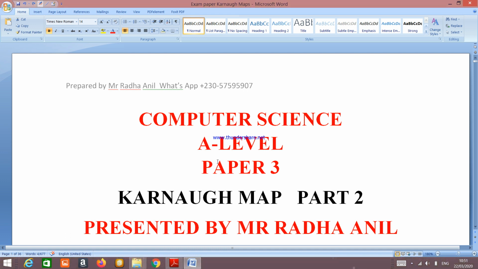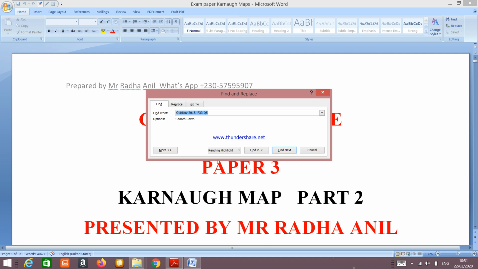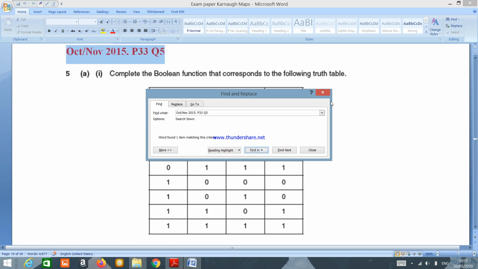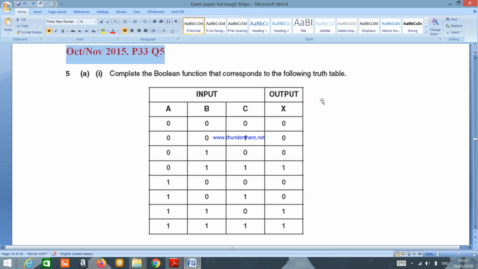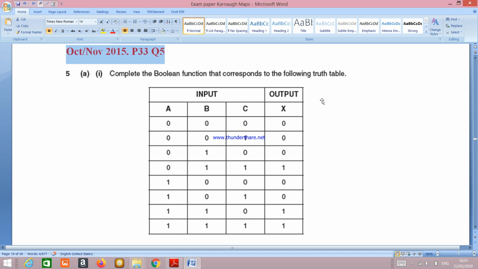In Part 2, we are going to look at past exam papers and try to give solutions for these exam papers. Okay, let's open it. So the first question we are going to look at is November 2015 paper 33 question number 5.